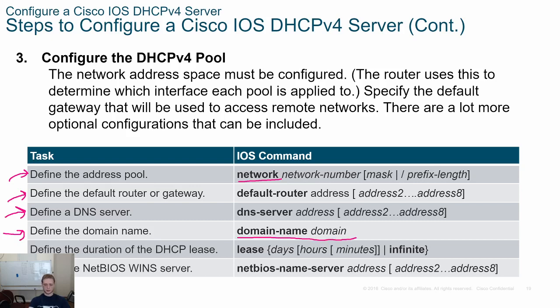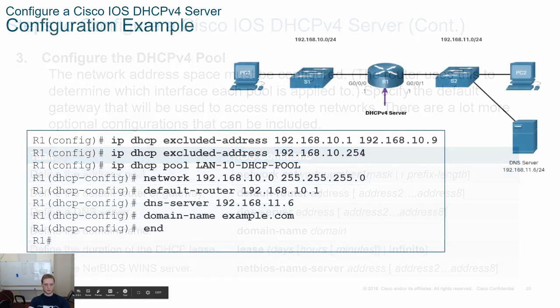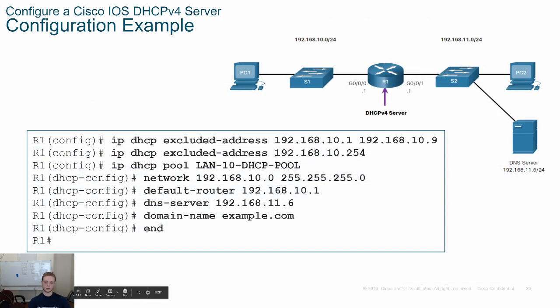If you want to have a domain name, define it. Then define the duration of the DHCP lease. We can say how many days, how many hours, how many minutes, or infinite, which usually you don't want. Define the NetBIOS or WINS server. Usually you won't use this very often, hopefully. This is what the whole example will look like.